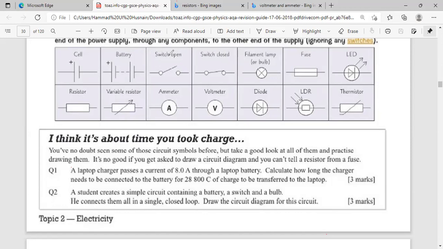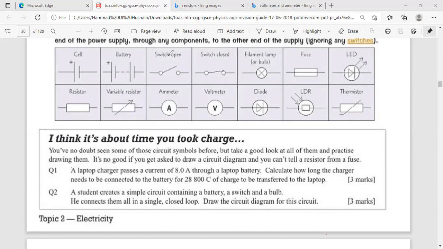Okay. So now moving forward, a student creates a simple circuit containing a battery, a switch, and a bulb. He connects them all in a single closed loop. Draw a circuit diagram for this.